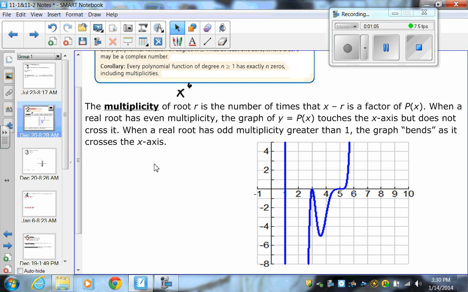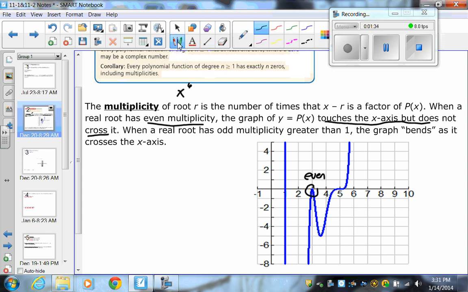The multiplicity of a root r is the number of times that x minus r is a factor of p of x. When a real root has an even multiplicity, the graph touches the x-axis but does not cross it. So if we look at the graph that I have over here, you will notice that at 3, the graph touches the x-axis but does not actually cross it. So we know that this has to have an even multiplicity.